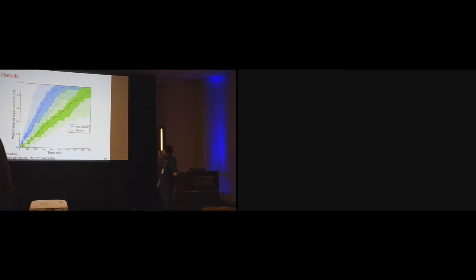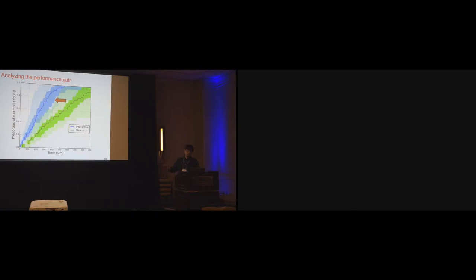This is the result. The blue line is for the interactive one, the green line is the manual one. If you look at the graph, it took slightly more than 300 seconds to find 80% of sound events, so recall 0.8. But if you use the manual one, it took more than 700 seconds to achieve the same recall value. So it is roughly twice as fast if you use the interactive one.